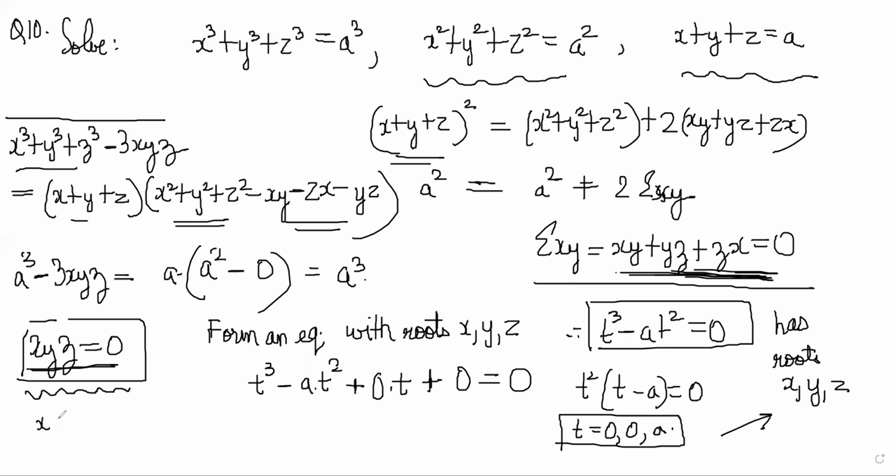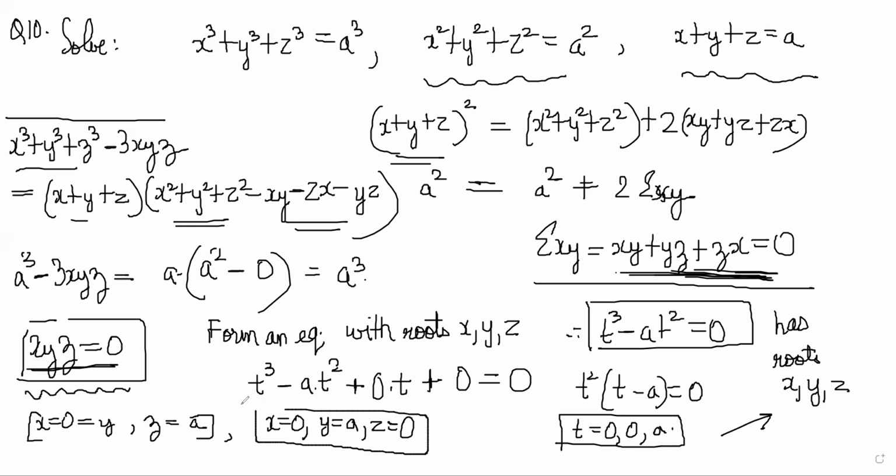x could be 0, y is 0, and z could be a, right? That is one set of solutions. The other set of solutions is x is 0, y is a, and z is 0. And the final set of solutions is x is a, and y and z are 0. So basically, 3 sets of solutions for this. You have to have 2 roots 0 and 1 root a, right?